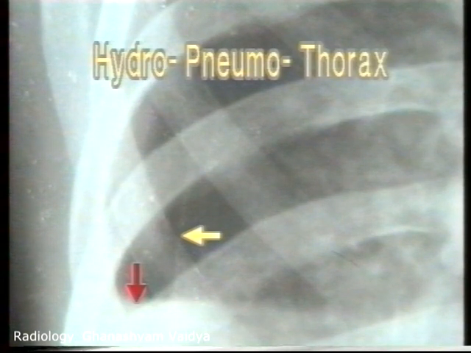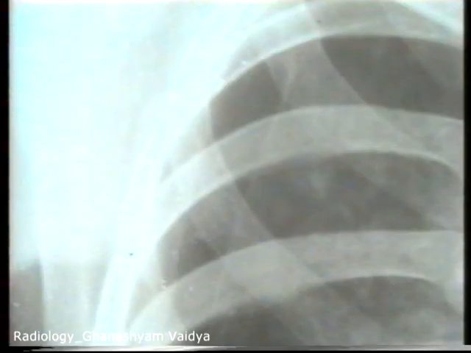These two lines mark the hydropneumothorax. Now inspect the peripheral zone. Above the fluid level, we see the peripheral band of radiolucency due to air, and below it is the opacity due to the fluid. This is hydropneumothorax.